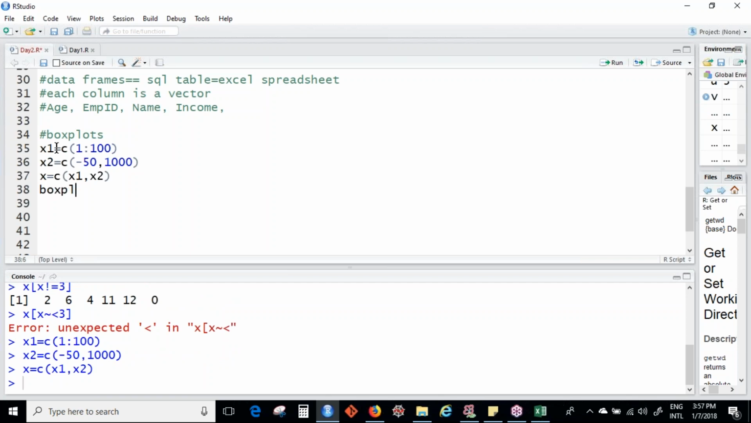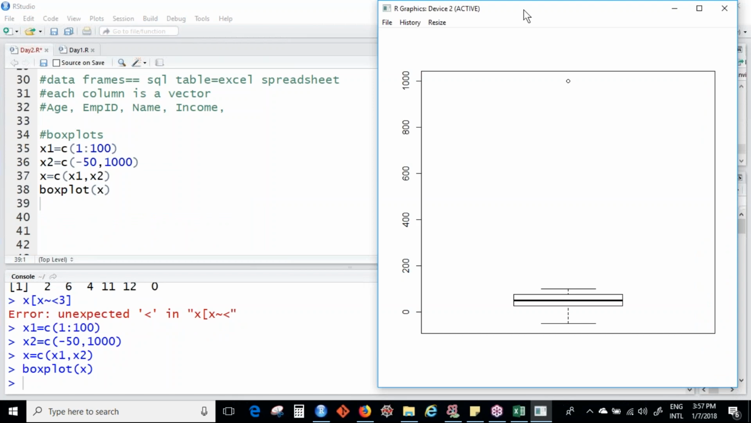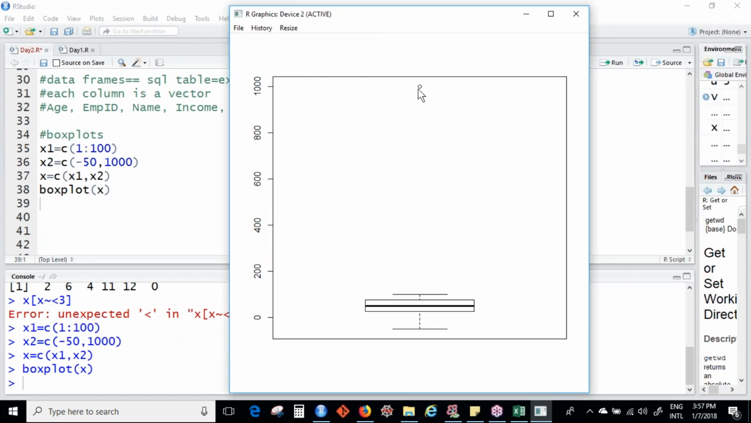So how do we do that? Very easy. Just write boxplot, and then write the vector which I want to plot. So boxplot of x, and I will get this plot. You see, I see an outlier. This dot that you see here is the outlier. That means it is not considering minus 50 as an outlier. Minus 50 you don't see here, but 1000 is an outlier. So you have one outlier in this data, which is this 1000.